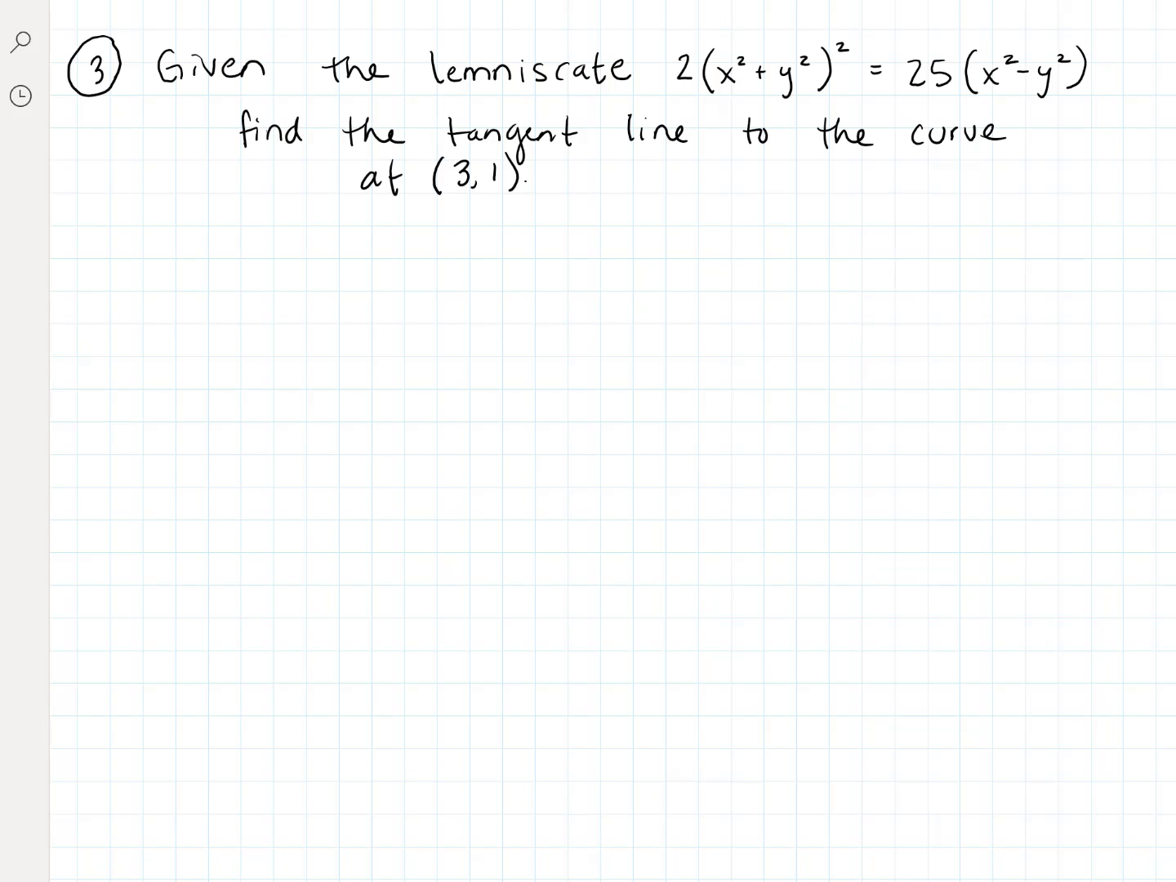Let's do another example. Let's take a look at this lemniscate: 2 times the quantity x squared plus y squared, squared, equals 25 times the quantity x squared minus y squared. And let's find the tangent line to this curve at (3, 1). So once again, trying to solve for y explicitly as a function of x would be troublesome, and it would involve breaking this up into pieces and looking at a bunch of different little pieces. And that's not a road we're going to head down, especially now that we know how to differentiate implicitly.